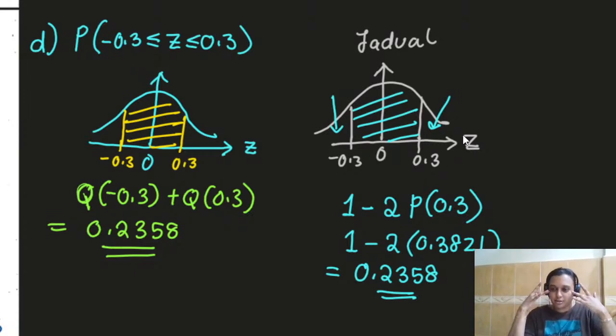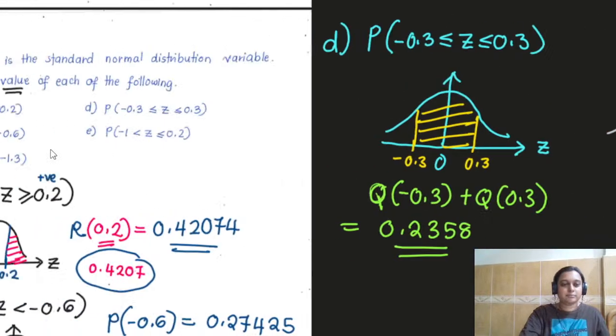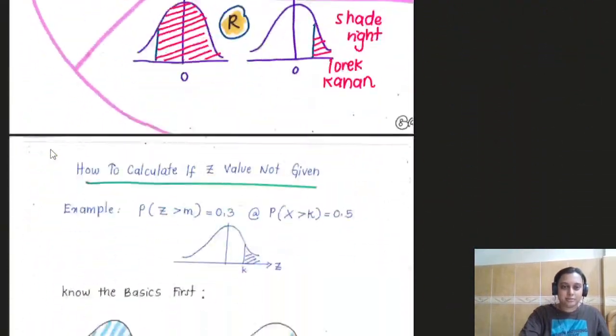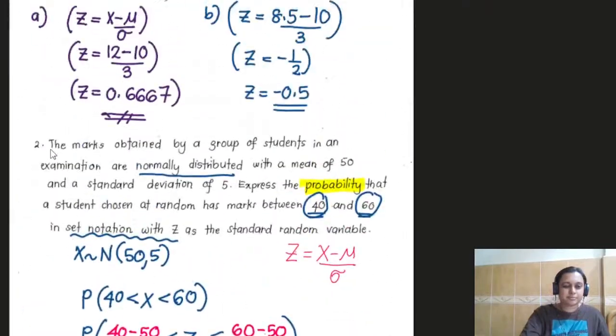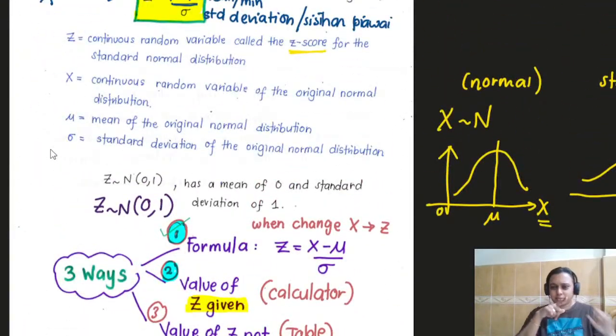Oh, it's already going to be 10 o'clock. Very fast. Okay, remember this one just now? First formula done already. Value of Z finishing ready. And the third one, value of Z not given. This one you must use the jadual. Cannot use calculator lah.